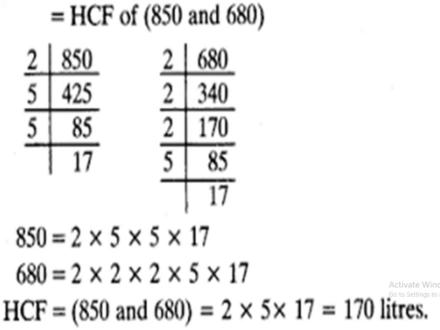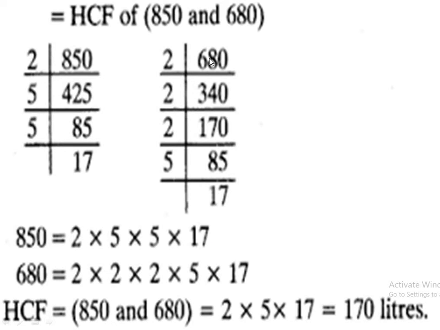So we are left with 5. Next number is 5, and since it has 5 in its unit place, it is divisible by 5. 5 17s are 85. So 850 as a prime factorization, we get 2 into 5 into 5 into 17.